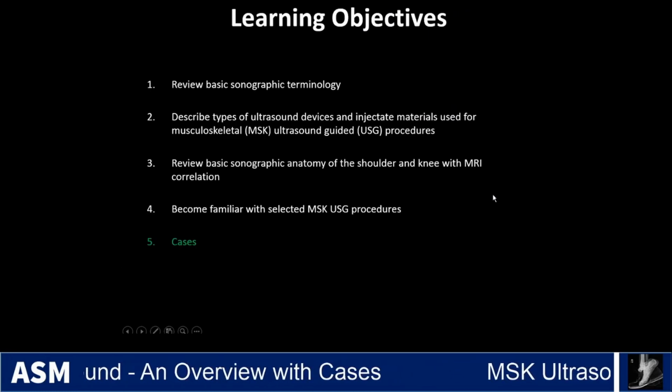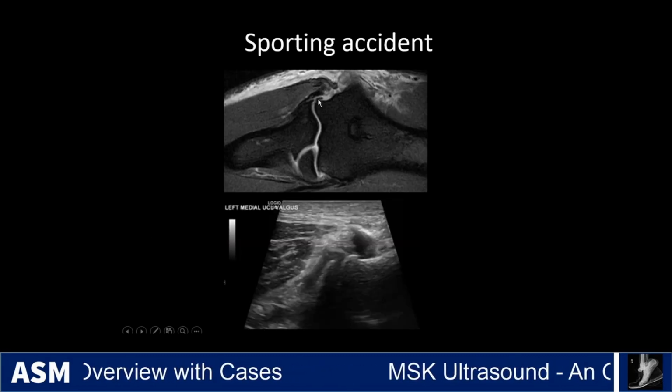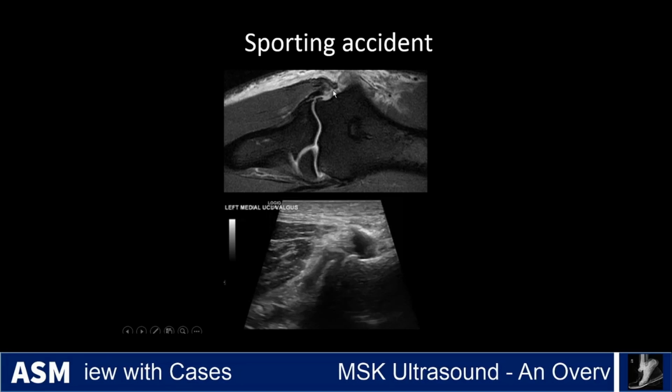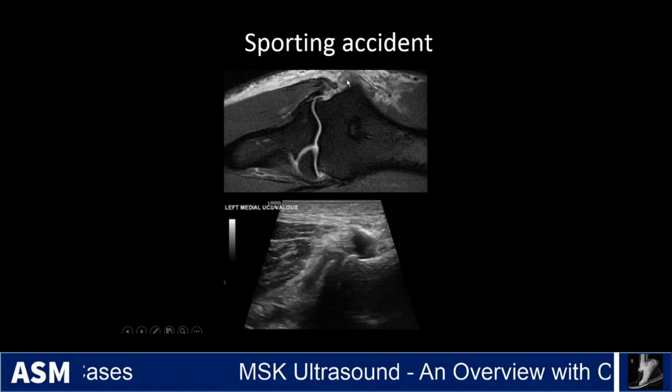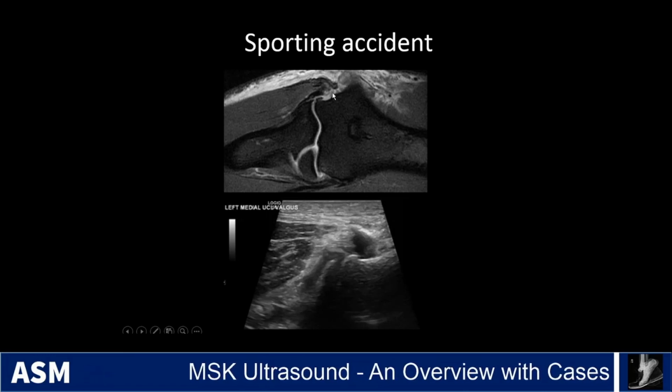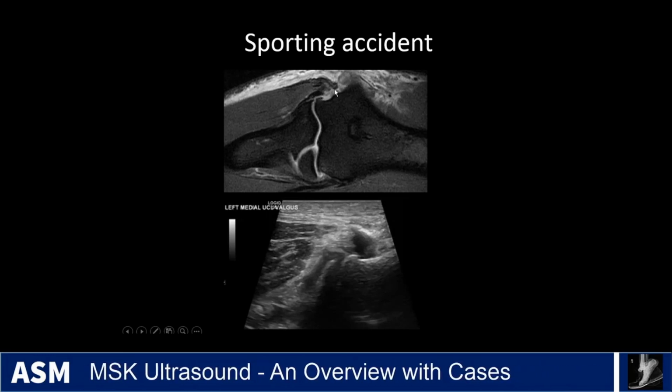So finally, I'm just going to finish with some cases here. This was a case of a sporting accident, and we're looking on the medial side of the elbow, and you can see the common flexor tendon has avulsed off of the epicondyle here, and the ulnar collateral ligament here, which is thickened, but avulsed off over here too.